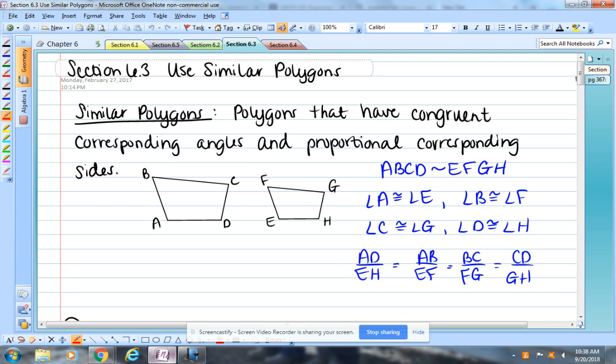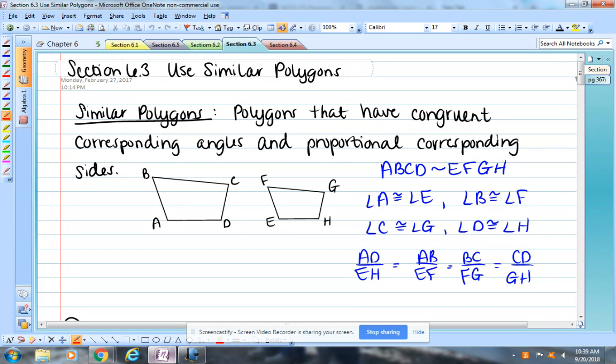So in section 6.3, we're going to talk about similar polygons and what it means to be similar. And we're going to talk about similarity, especially in triangles, for the whole entire rest of this chapter. In chapter 6, it's kind of like the big idea of chapter 6. We have just been working on proportions because proportions are a big part of similarity.